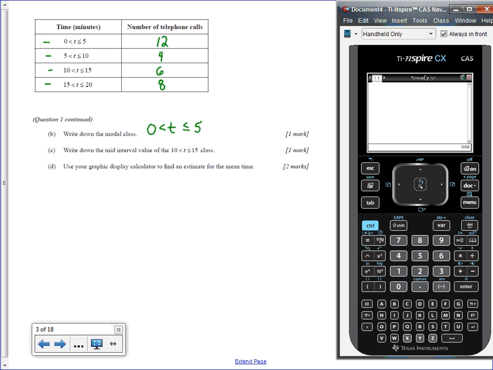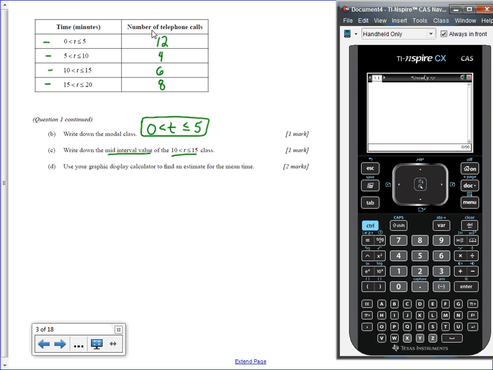Part C asks for the mid-interval value of the 10 to 15 class. So mid-interval value means the value in the middle of the interval. Now 10 to 15, it doesn't say that t has to be only whole numbers, right? So I've seen some people erroneously write 11, 12, 13, 14, and 15, thinking that those are the only possible values for t in this class. But t could have been 10.5 or 10.2, or 14.8. So it doesn't say that it has to be a whole number. We don't know that this is the list of options for t.